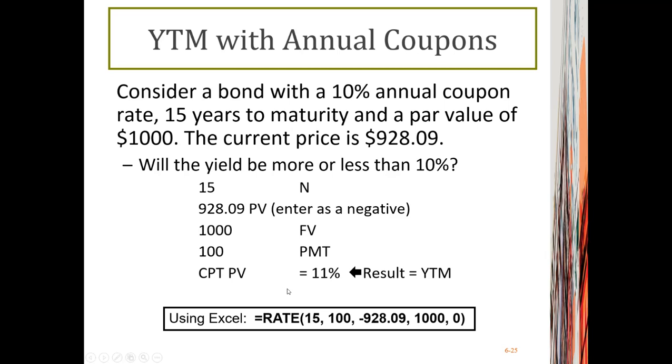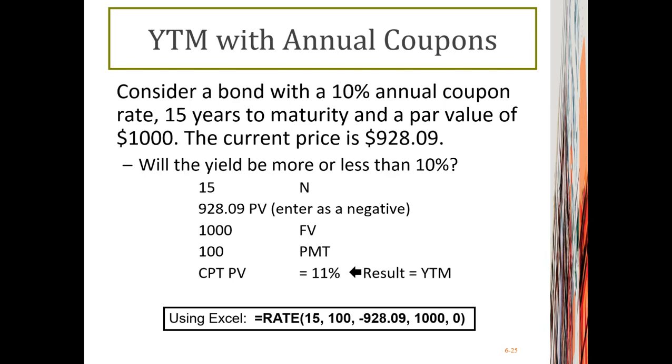Your calculator screen will show you 11. Right? 11 means 11%. But if you're using a Texas Instruments BA2 calculator, it will show you error 5. It will not show you the result of 11% or 11. Why? Because this calculator is very sensitive to the direction of cash flows, right? And here, look, you put $928.09 as PV. That means you receive money when you purchase the bond. Is that reasonable? Of course not.